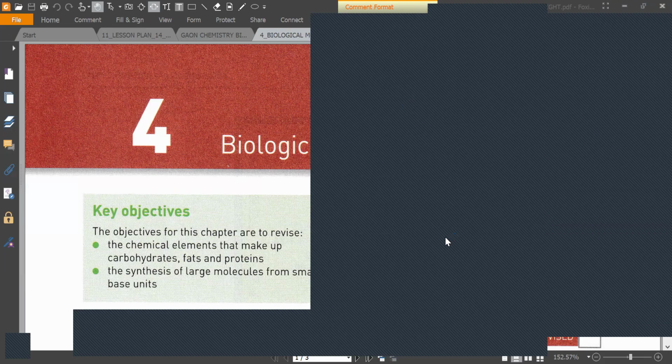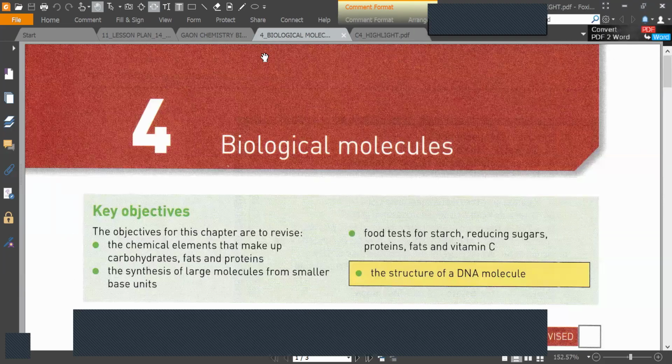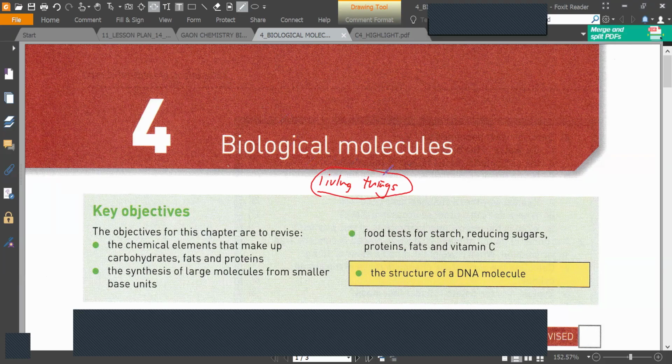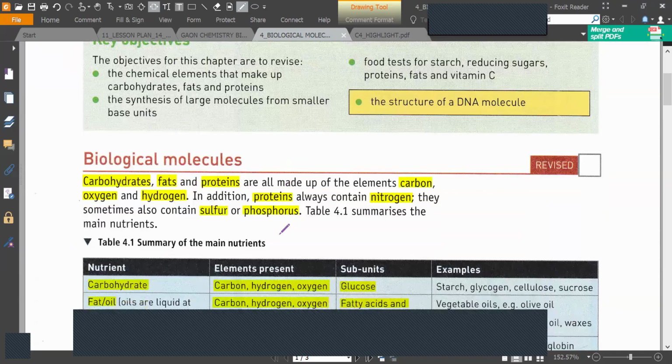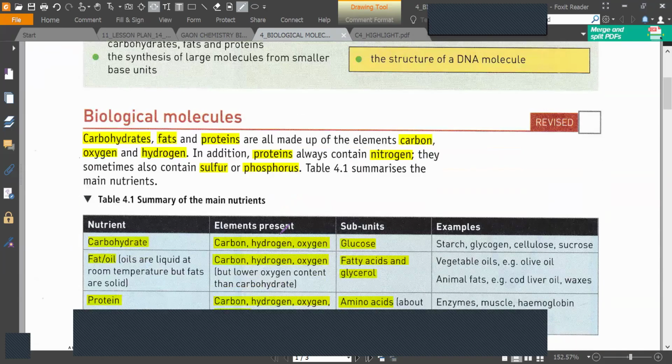Okay, so we can take a look. Biological molecules means the molecules that are produced by living things. For human, there are a few important biological molecules, so we just focus on human. The biological molecules are for human mostly. For human, mostly we have a few.